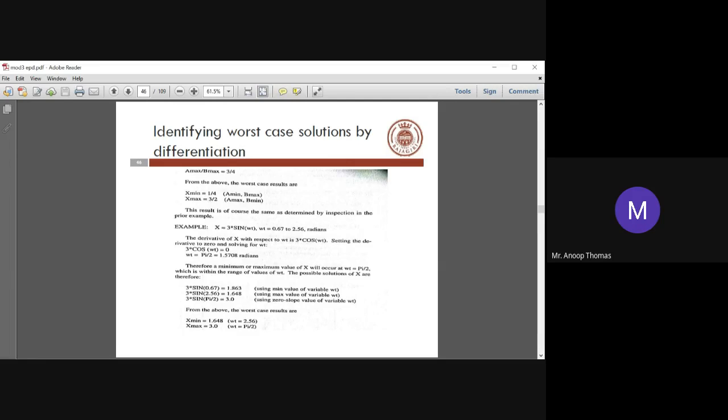Therefore, a minimum or a maximum value of x will occur at omega t is equal to pi by 2, which is within the range, so your zero-slope solution is within the range of 0.67 to 2.56. The possible solutions of x are: 3 sine 0.67, then 3 sine 2.56, then the value at pi by 2, 1.57, using the zero slope value of the variable. From the above, the worst case results are: the minimum value is 1.64 and the maximum value is 3.